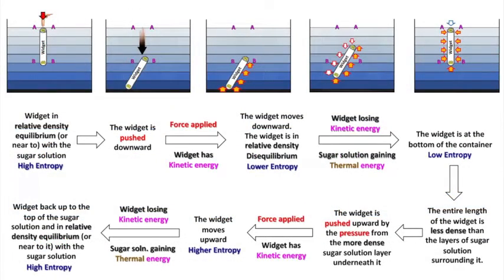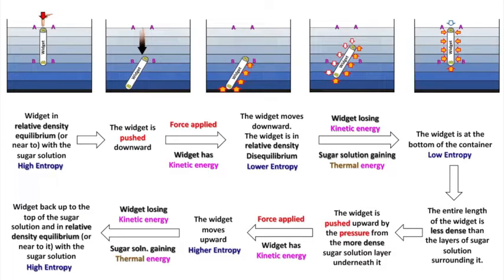Widget in relative density equilibrium or near to it with the sugar solution, high entropy. The widget is pushed downward, force applied. Widget has kinetic energy. The widget moves downward. The widget is in relative density disequilibrium, lower entropy. Widget losing kinetic energy. Sugar solution gaining thermal energy. The widget is at the bottom of the container, low entropy.